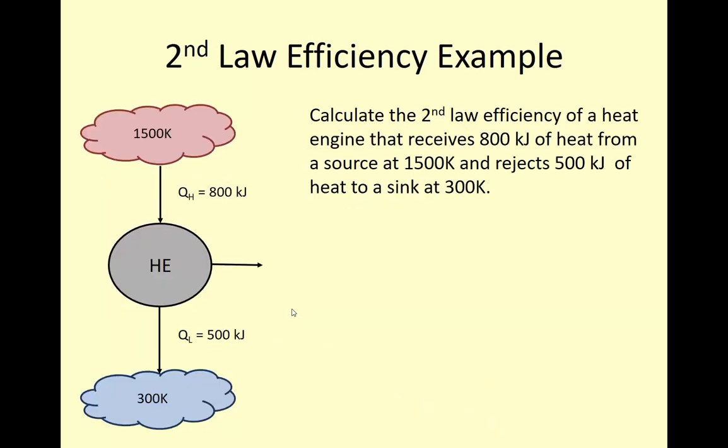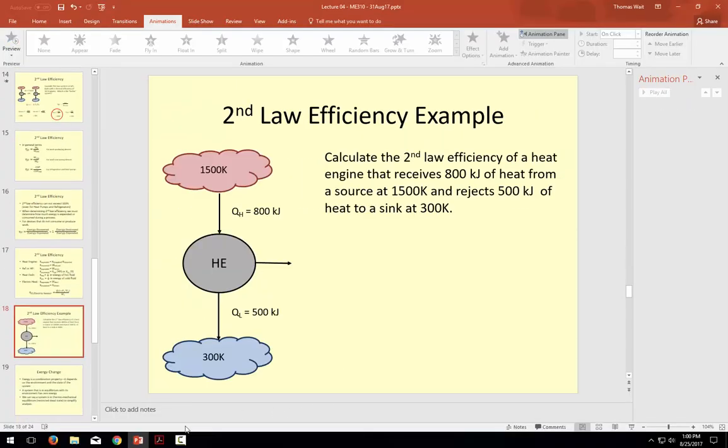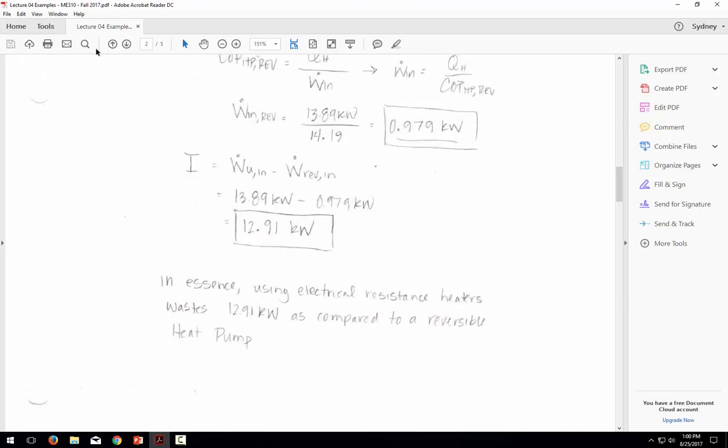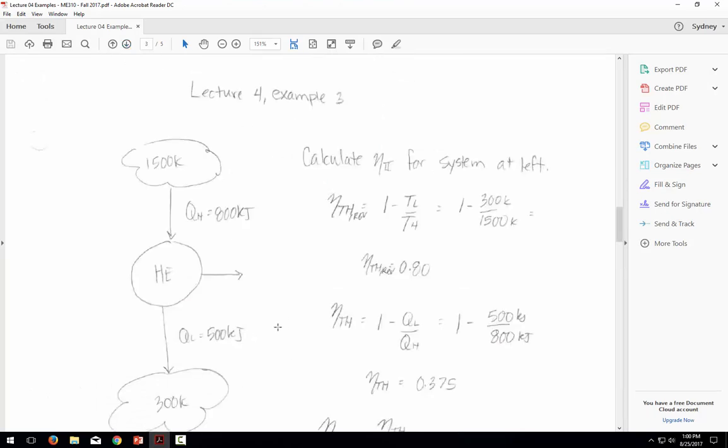So let's do another example. Calculate the second law efficiency of a heat engine that receives 800 kilojoules of heat from a source at 1500 Kelvin and rejects 500 kilojoules of heat to a sink at 300 Kelvin. So let's look at this example. It's example 3.